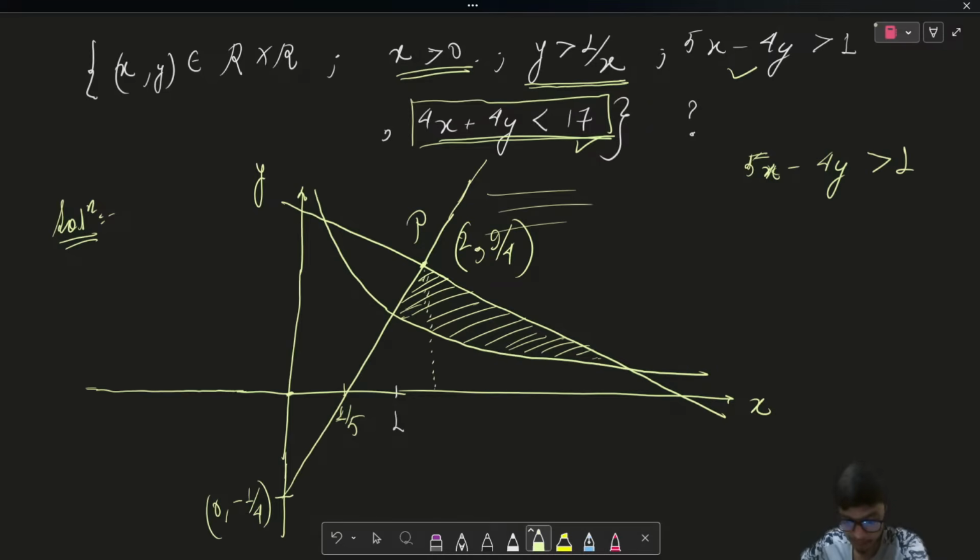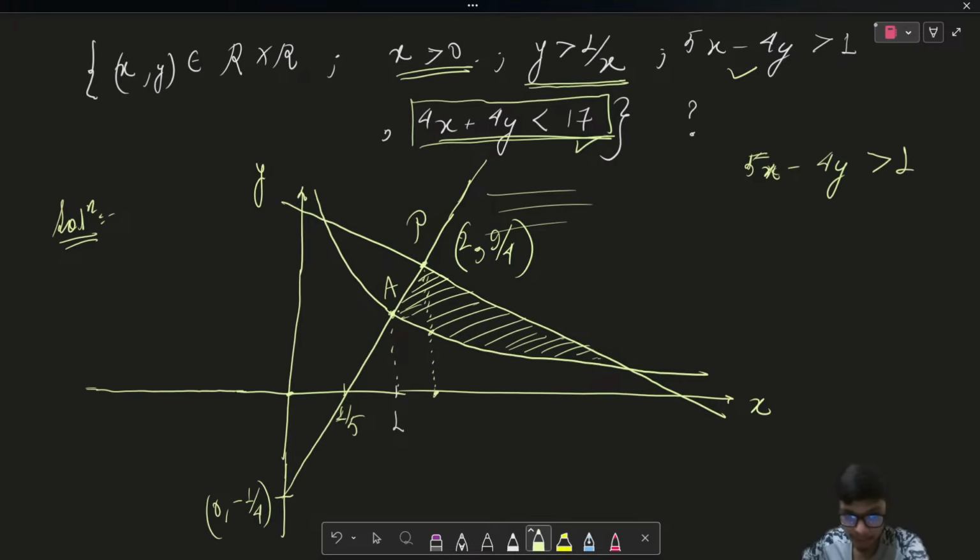Perpendicular from this point P on the x-axis, and also let us find this particular point as well. So let's call this point A, where this straight line meets the curve y = 1 upon x. If I put y equal to 1 upon x and solve the quadratic, the x-coordinate of point A will come at 1, so it is going to be equal to 1.